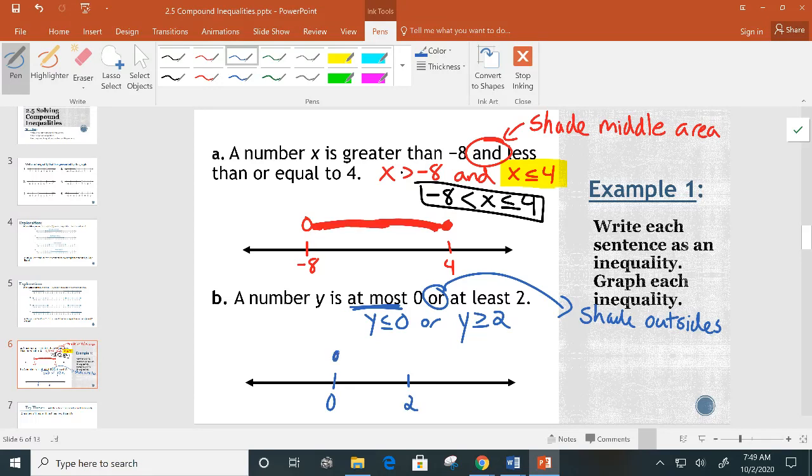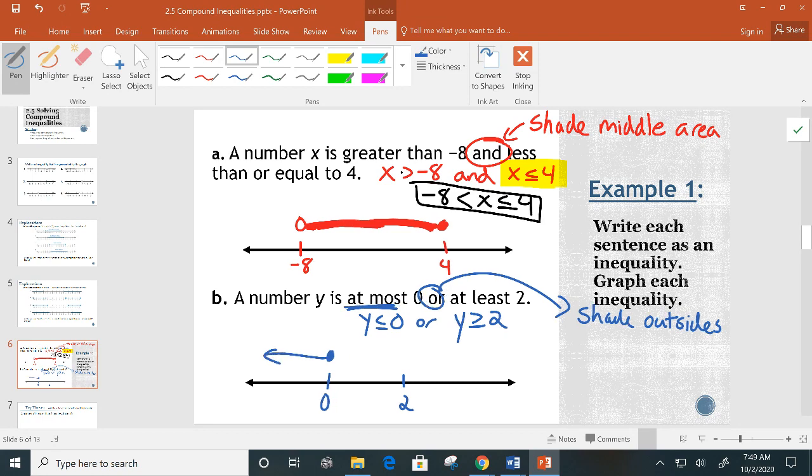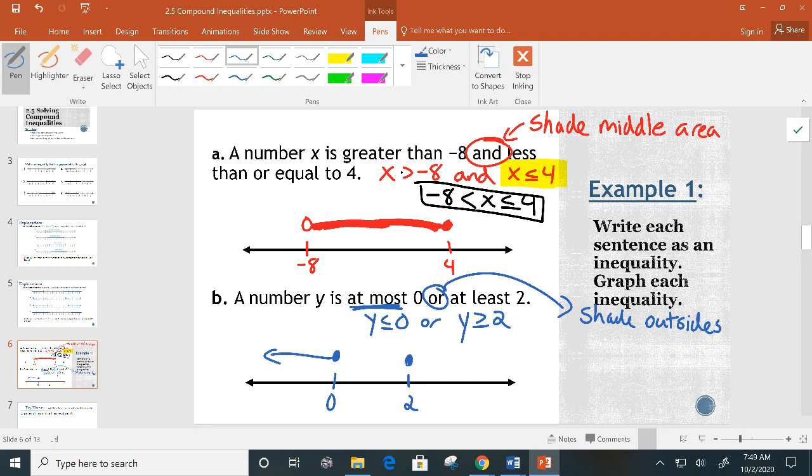So y is less than or equal to 0. Closed circle at 0, shade left. Y is greater than or equal to 2, closed circle at 2, shade right. So in this case, we're shading on the outsides, okay, and we end up getting an answer that looks like that.